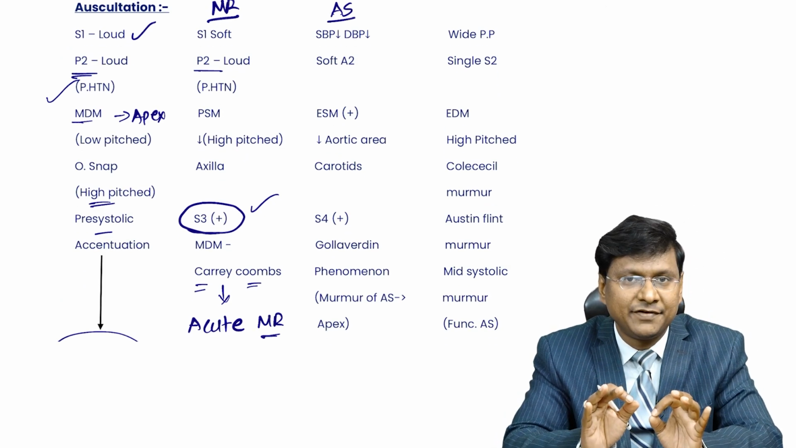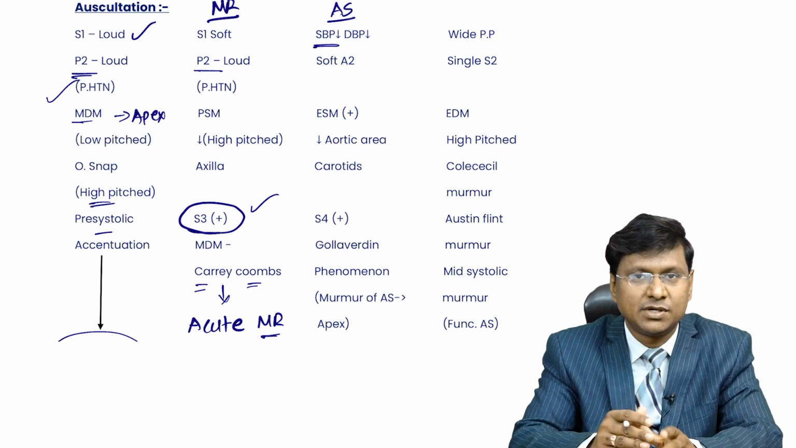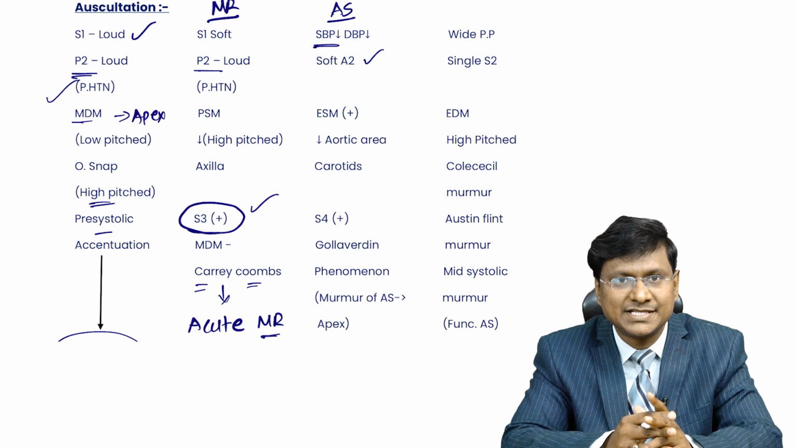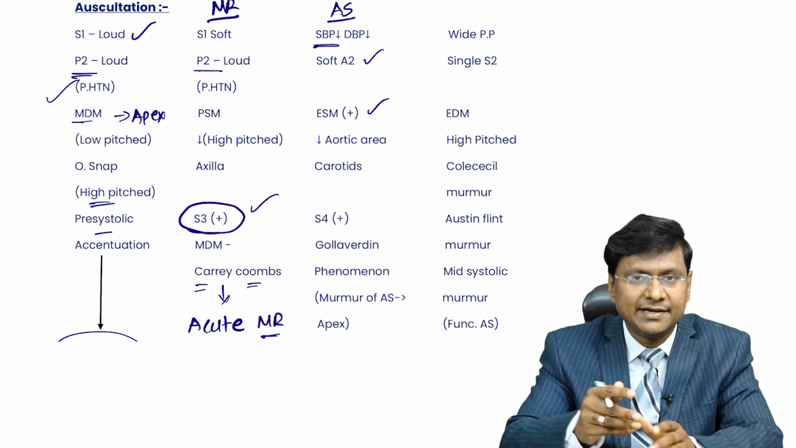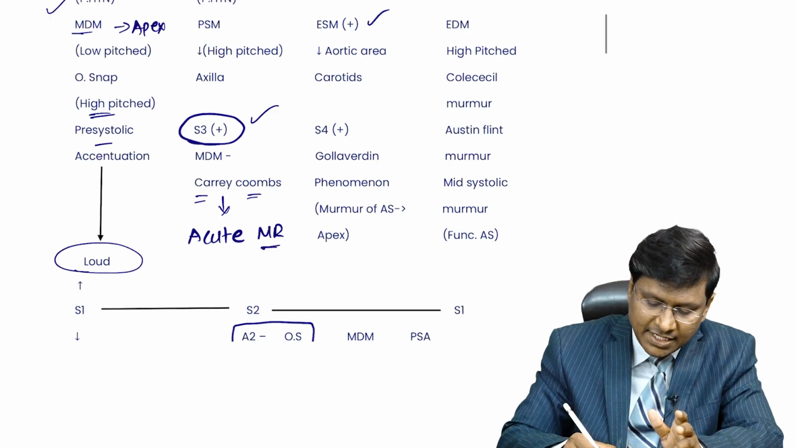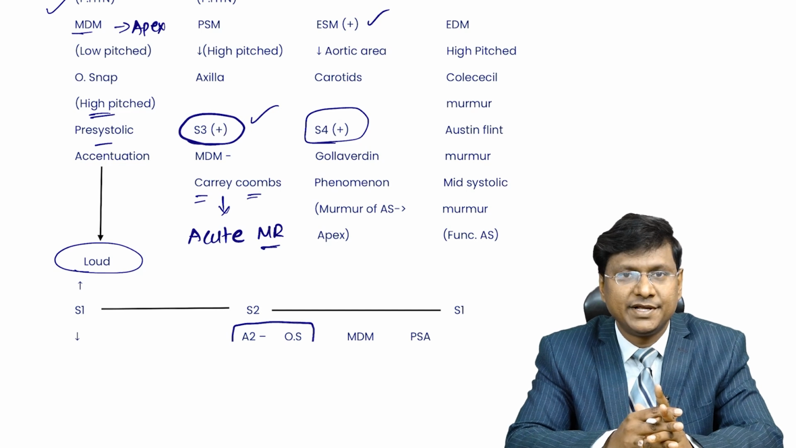The auscultatory and examination findings you will have: number one, the systolic blood pressure will be reduced, and A2 will be soft because it is a calcific aortic valve. The characteristic murmur is the ejection systolic murmur, which is heard in the aortic area and radiates to the carotid. The additional sound you will have in AS is the fourth heart sound.